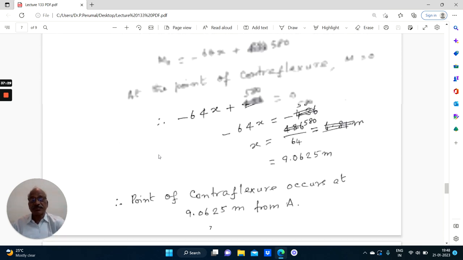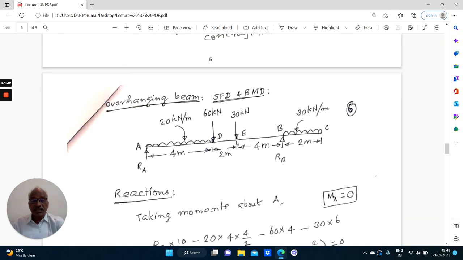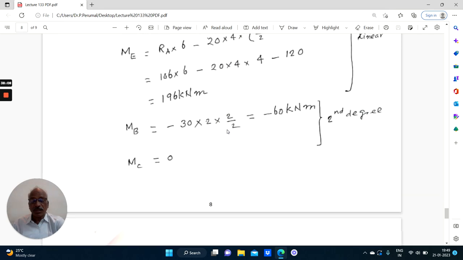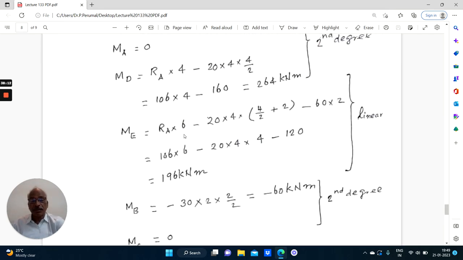And next is that of ME. Here it is RA into 6 up to the point E, 6 meters, RA into 6 minus 20 into 4, distance is 2 plus 4 by 2. The center of gravity of the load will be at 4 by 2. We are taking moment about the point E, so it is 2 plus 4 by 2, that is for the UDL, minus 60 into 2. Therefore, coming to this calculation, ME equal to RA into 6 minus 20 into 4, 4 by 2 plus 2, this is very important, and minus the concentrated load into 2, 60 into 2, that is equal to 196 kilonewton meter.